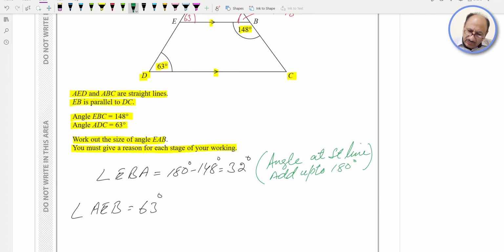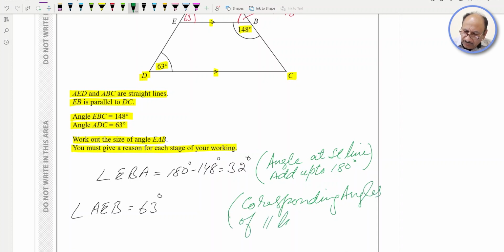So we can write here: corresponding angles of parallel lines. So this is the reason which we have provided.